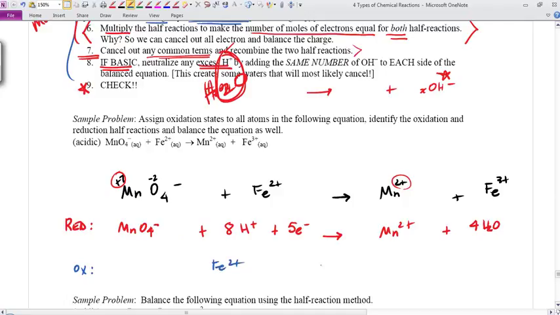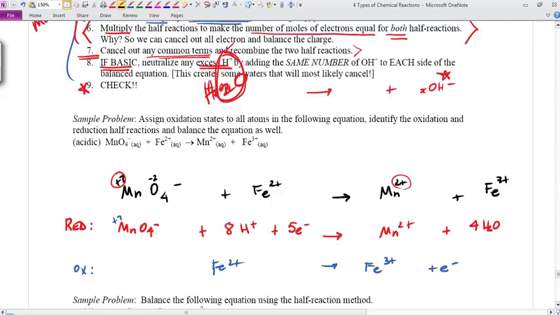Fe2+ goes to Fe3+, because oxidation is an increase in oxidation state, while reduction is a reduction in oxidation state. In our case, it was the manganese at +7 being reduced down to +2. This is a +2 iron going up to a +3 iron, so the only thing I have to do here is add an electron. Now, next step, we want to get rid of these electrons.